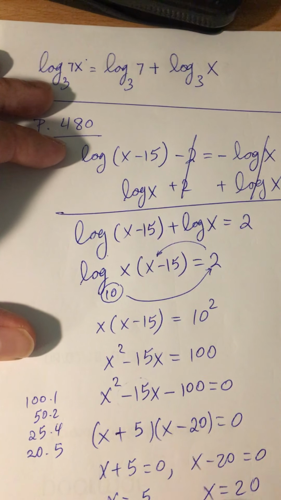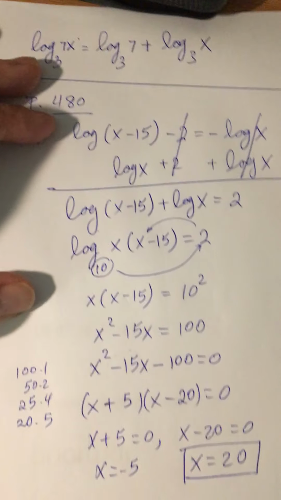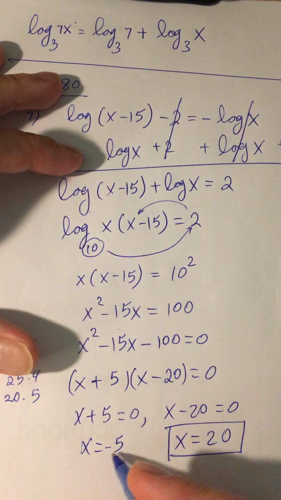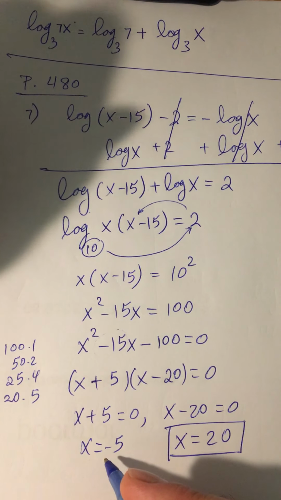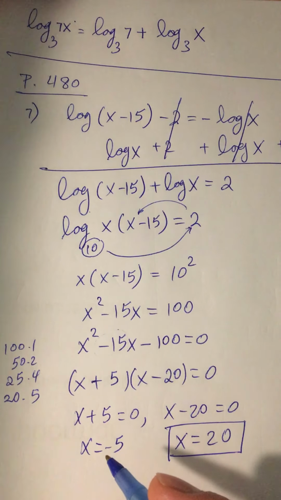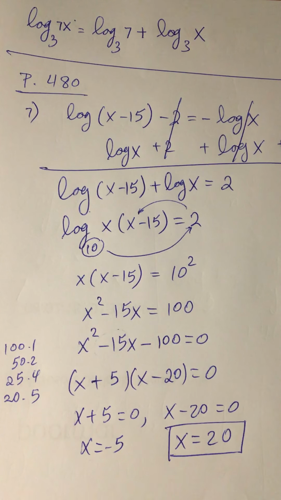So here's my answer, because logarithmic equations cannot have negative answers. So this is an extraneous solution. Extraneous solution: a solution that does not work for an equation, we call it extraneous. So negative 5 is extraneous. So we solve the equation. Okay.